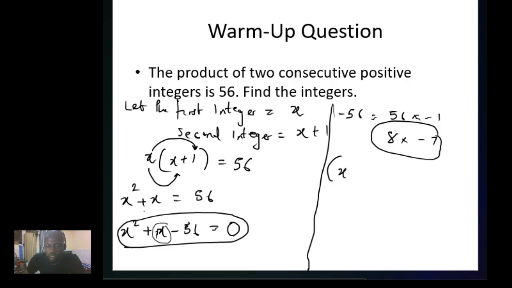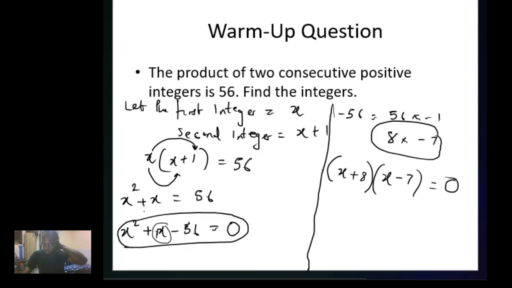You have x, you pick one of the factors that make up the factor pair and put it inside. So the first one is what? Plus 8. And the second one is what? Minus 7, and you equate it to 0.